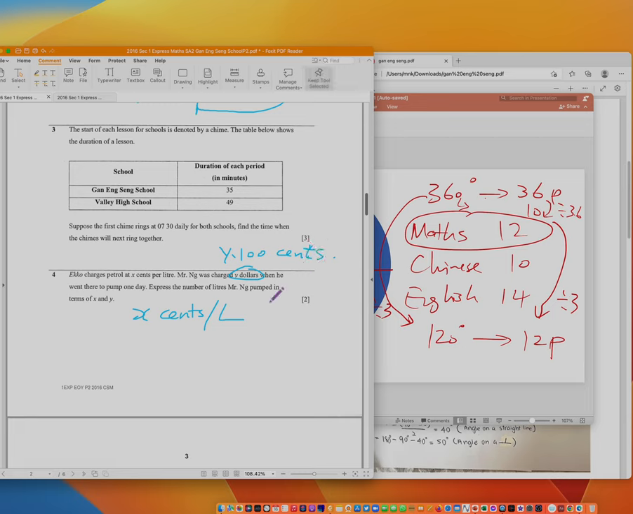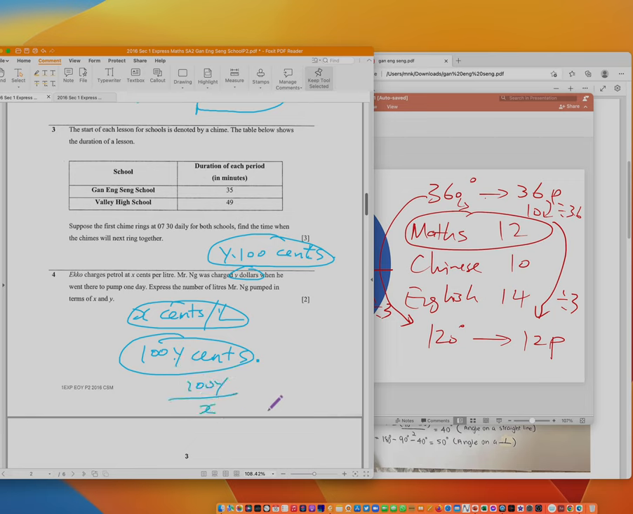It's not the end. Then they ask to express the number of liters pumped in terms of x and y. So you have this 100y cents. Divide by x. Do you divide this by this, or this by this? Of course, you use the money divided by the unit. The total money that you have, you divide by this unit, so it's 100y over x. That's the liters. Okay, so that's the answer. Two marks.